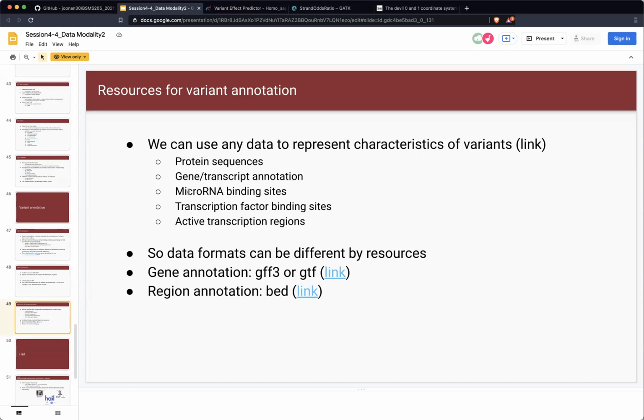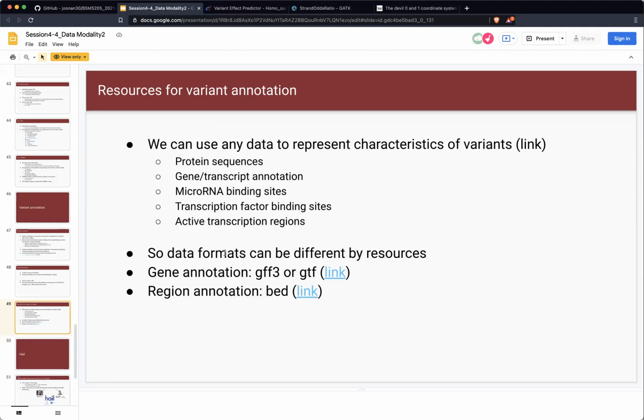So if you want to look at a patient's genome with Alzheimer's, and you want to see which genes are actively transcribed in an adult brain, amygdala or hippocampus, then you can see those regions and find the mutation related to that gene. So with any type of resource, you can describe the variant, and all of that information can be stored in the VCF file. And each data file has a different format.